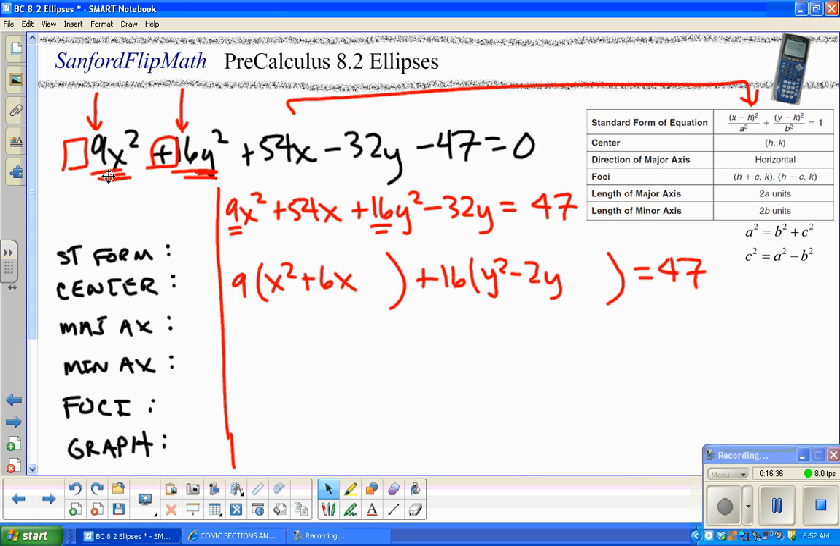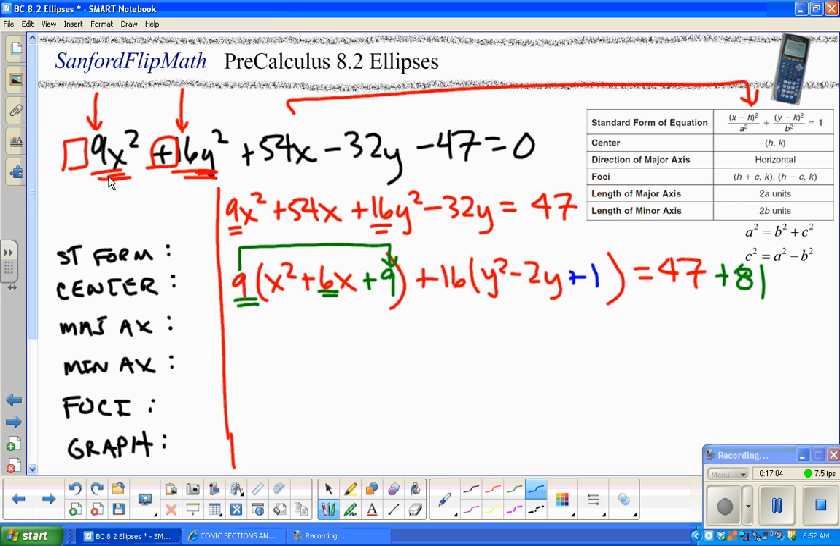Okay, so the process is really just like what we did with circles and with parabolas at this point. Half of 6 is 3, 3 squared is 9. But I'm really not just adding 9, because there's a number being multiplied out here, so I have to add 81 to both sides. I really added 9 times 9. Then on the other side, same idea. Half of 2 is 1, 1 squared is 1. So it's that whole half of b squared. And then I have to add 16 to the other side to balance this out.